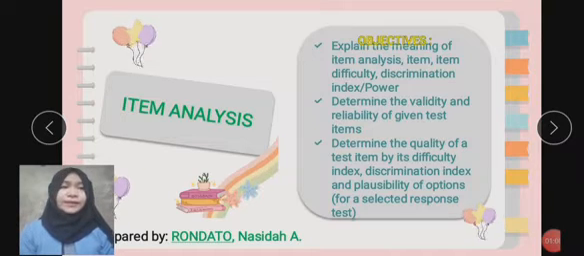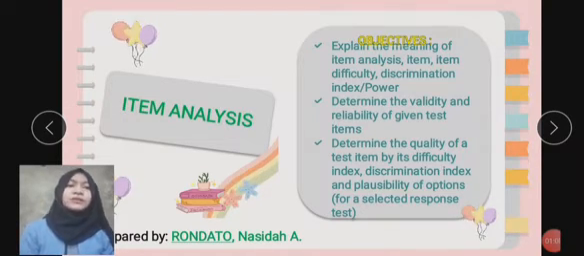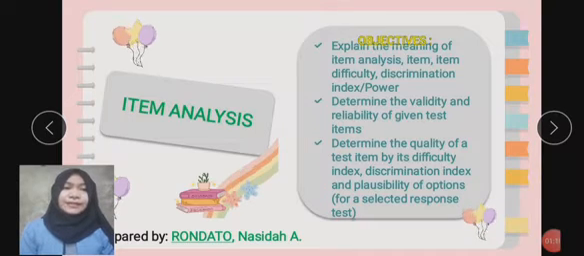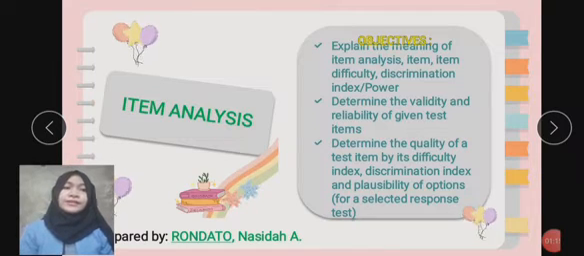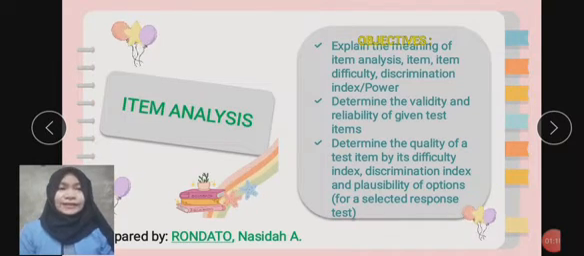First is to explain the meaning of item analysis, item difficulty, and discrimination index or power. Second, determine the validity and reliability of given items. Third is to determine the quality of a test item by its difficulty index or discrimination index and probability of options for a selected response test.